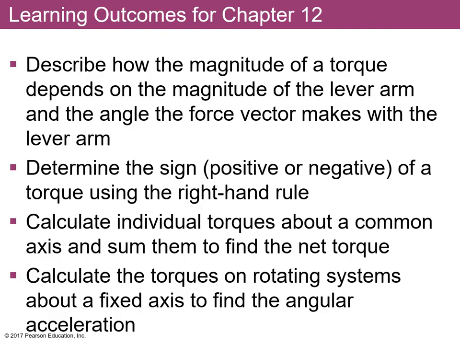You will determine the sign, whether it's positive or negative, of torque using the right-hand rule, which really is what's called the cross product of vectors. We'll see in a moment. You will be able to calculate individual torques about a common axis and sum them to find the net torque. After you calculate the net torque, you will be able to apply that to systems about a fixed axis to find the angular acceleration of that system.